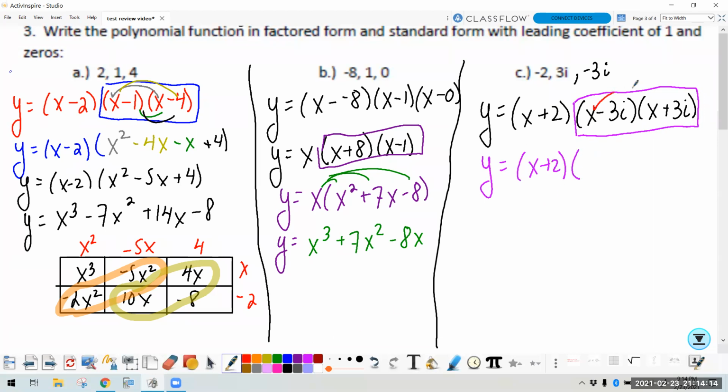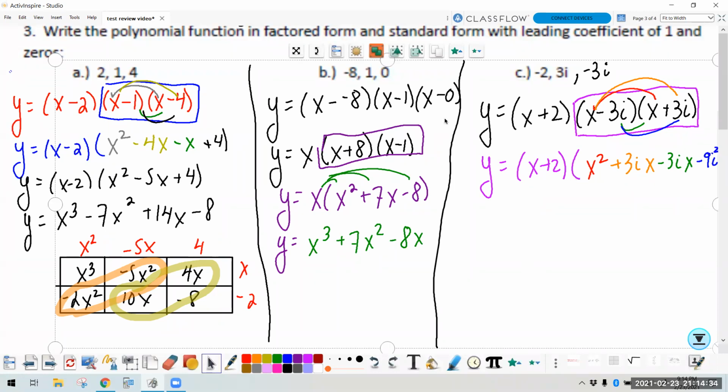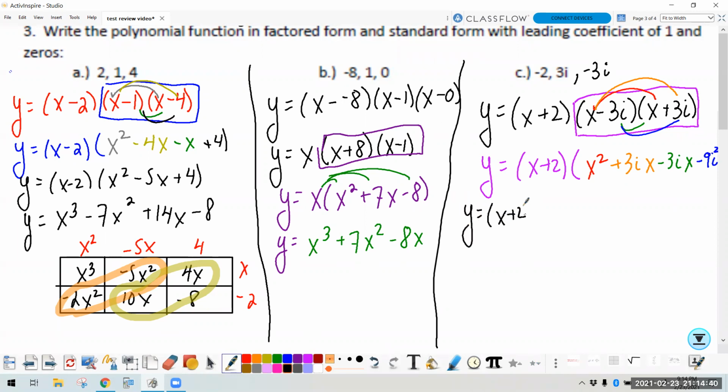We would get x times x, x times 3i, negative 3i times x, and that is negative 9i squared. So then simplifying that, 3ix and negative 3ix add to 0. And then i squared is negative 1, so this term is plus 9.